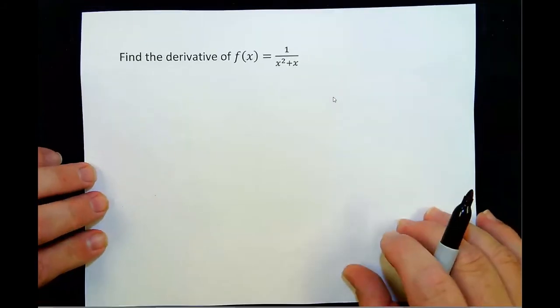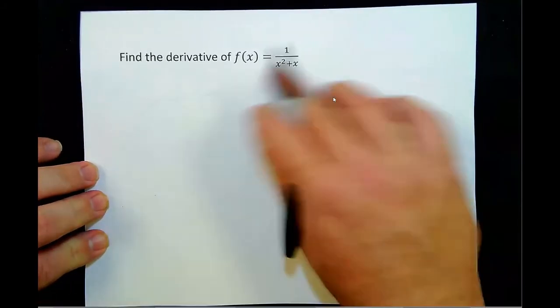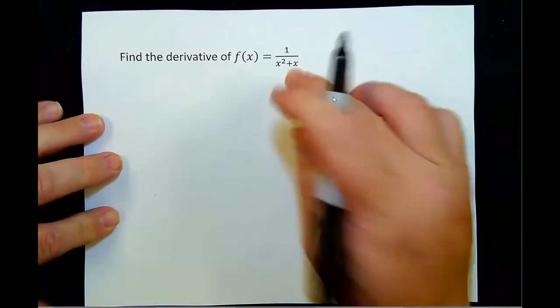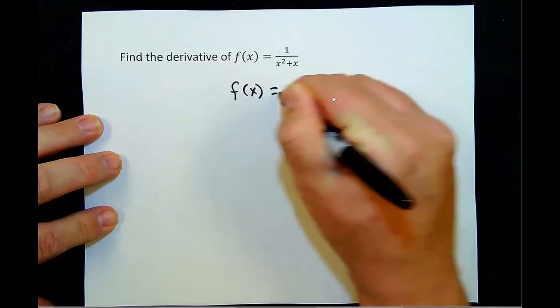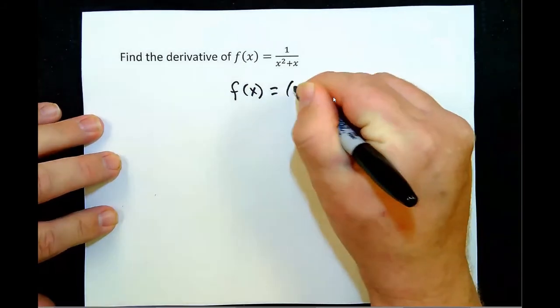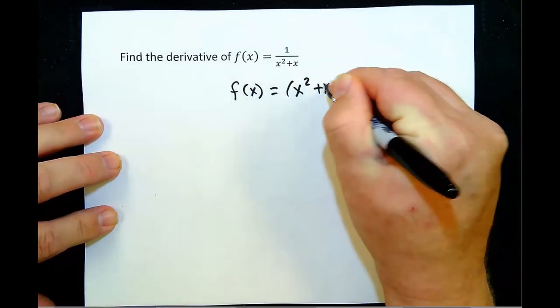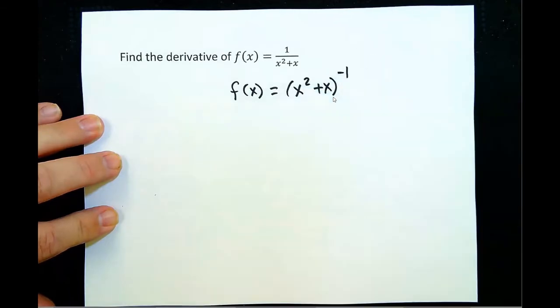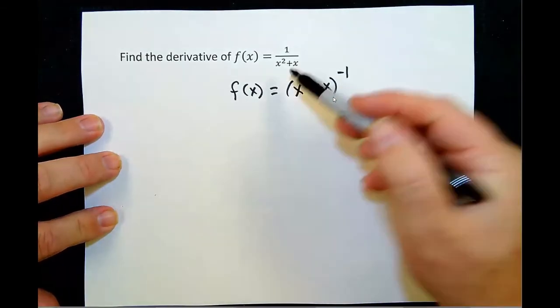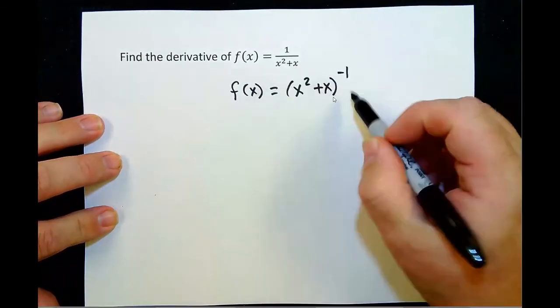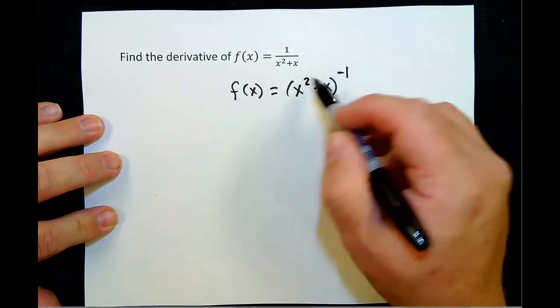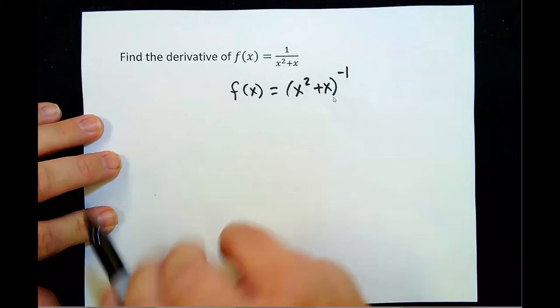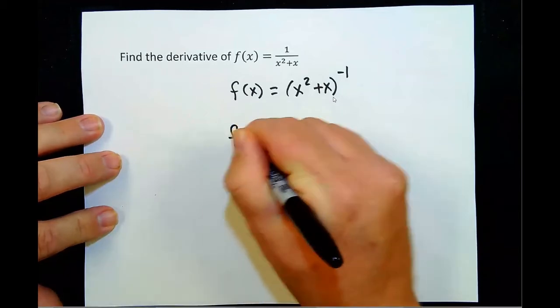They like to do this. Any of your inverse functions where you're in the denominator, the easiest way to deal with these is to go ahead and rewrite this as (x squared plus x) to the negative first. That's what the inverse function means. Then you can kind of see where this chain rule is coming in. This negative first is the obvious outside, and the x squared plus x is the inside.